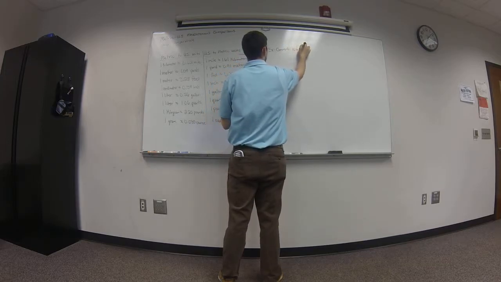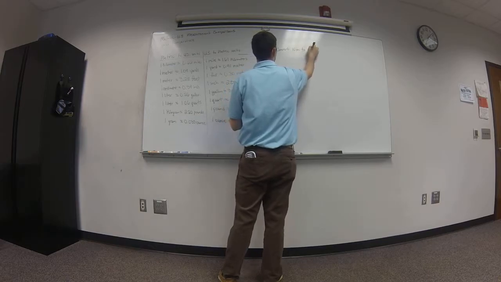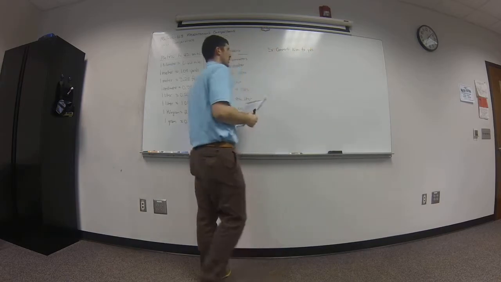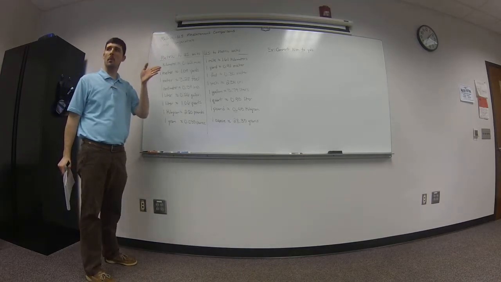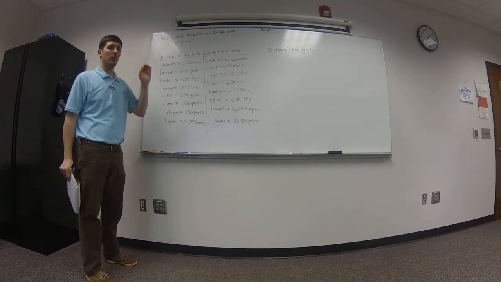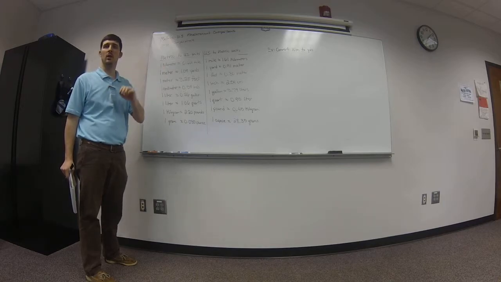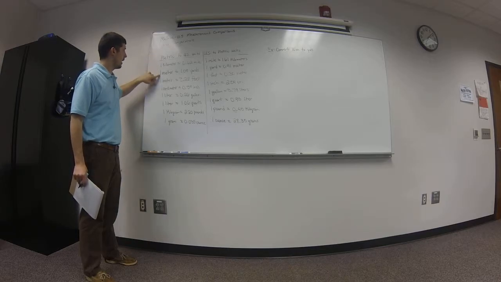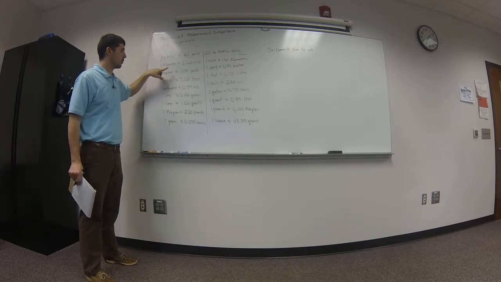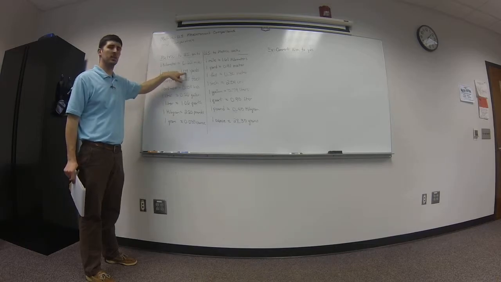So let's say you want to convert 10 meters to yards. Okay, we want to convert 10 meters to yards. So since I'm going from a meter to a yard, I'm going from a metric measurement to a US measurement, I'm going to use this left side of my chart. So I'm going to look from meters to yards, and here we go. 1 meter is approximately 1.09.